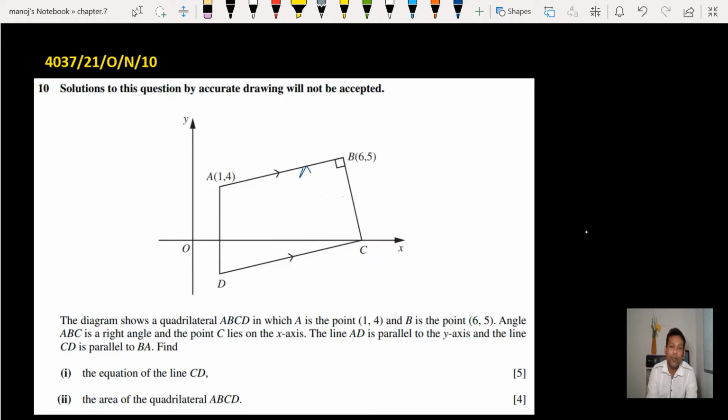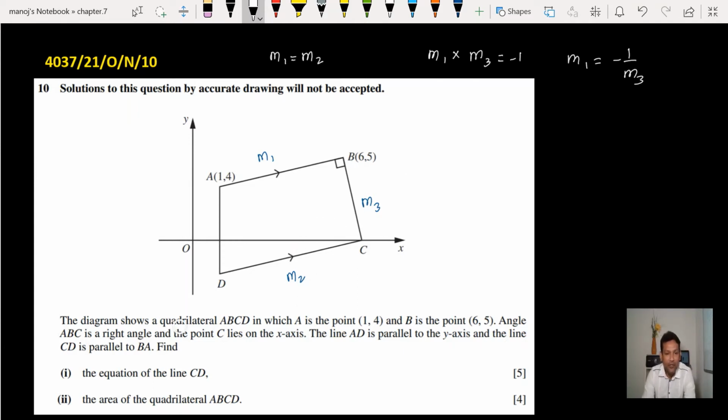So what's the property, before reading this question? The gradients are m1, m2 and m3. What relation can you observe from here? m1 is equal to m2 because of the parallel lines. And there are two properties for perpendicular lines: m1 multiplied by m3 is minus 1, or normally you can write m1 is the negative reciprocal of m3. This is for perpendicular lines. Okay, the diagram shows the quadrilateral ABCD.